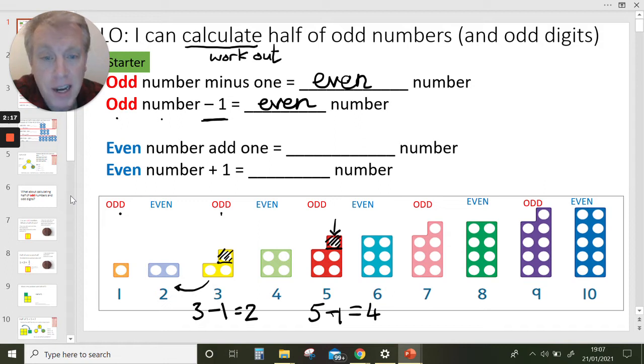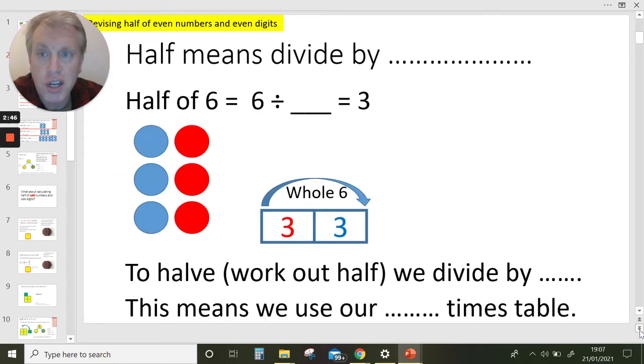What about even numbers? If I add 1, I'll take 1 over here. 8 is an even number. If I add 1, look, I've made an odd number. So an even number add 1 makes an odd number. So we're going to use this information today.